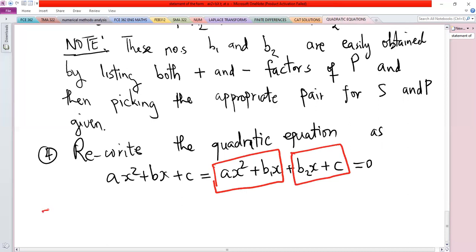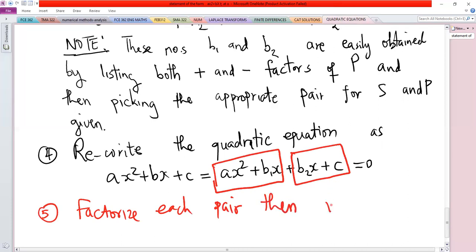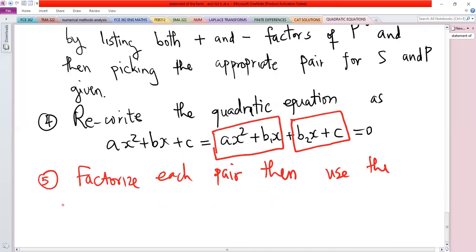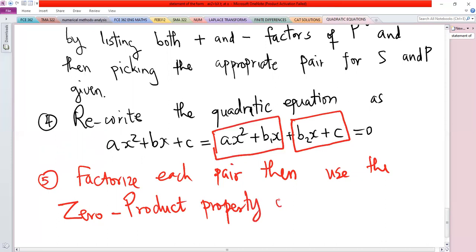And then 5, factorize each pair, then use the zero product property of real numbers to solve the equation.